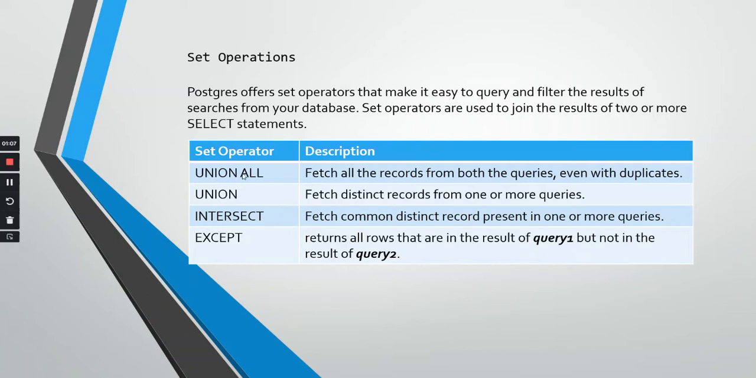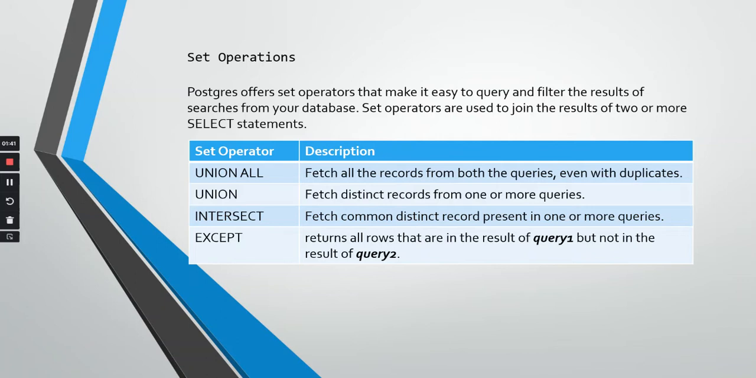So what is union all? Union all fetches all the records from both the queries, even with duplicates. So for example, if you have two or more queries and you are combining them with the help of a union all, then it will fetch all the records from all the queries, even if the duplicates are there. What is union? It basically fetches only distinct records from one or more queries. That is, if you have a number of queries, then from all the queries, it will fetch only the distinct records.